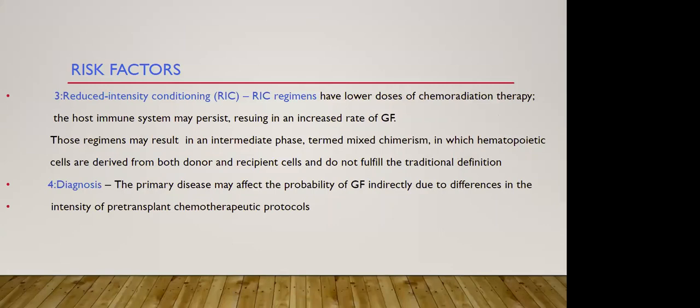Next, number 3 is reduced intensity conditioning regimens. With a lower dose of chemotherapy, the immune system may persist, resulting in an increased rate of graft failure. The primary diagnosis may affect graft failure indirectly due to differences in pre-transplant chemotherapy protocols.